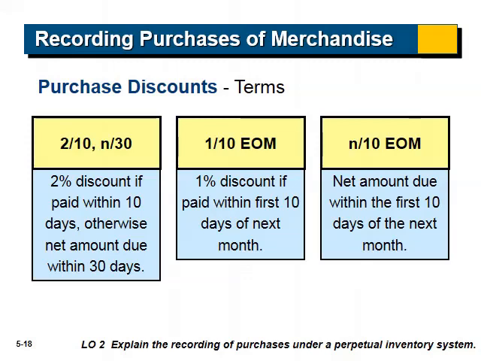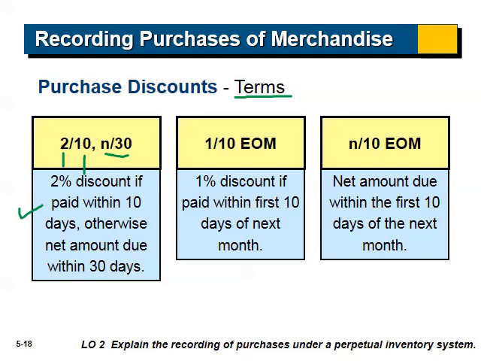For example, you'll see what are called the purchase terms, and you'll see various things like the first one, 2/10, n/30, 1/10 EOM, n/10 EOM. What do these things mean? In the first one, the first number there is a discount. The second number is the discount period, and the third item is when the balance is due. So 2/10, n/30 means 2% discount if paid within 10 days. Otherwise, the net amount is due within 30 days.